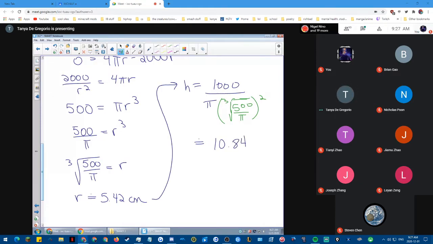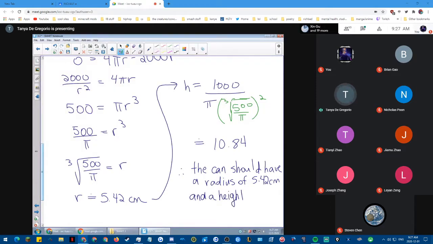.84. Therefore, the can should have a radius of 5.42 centimeters and a height of 10.84.